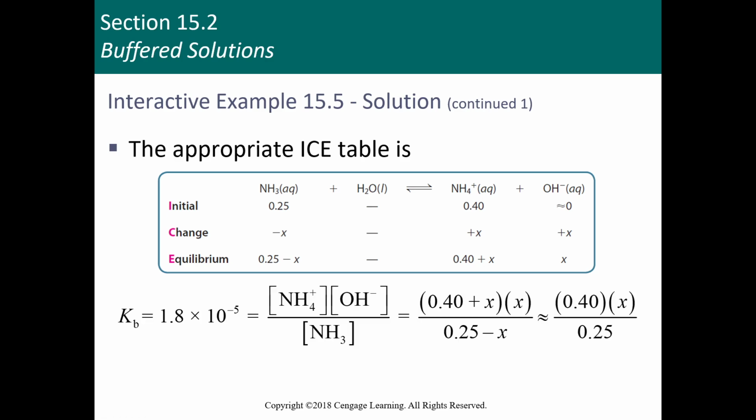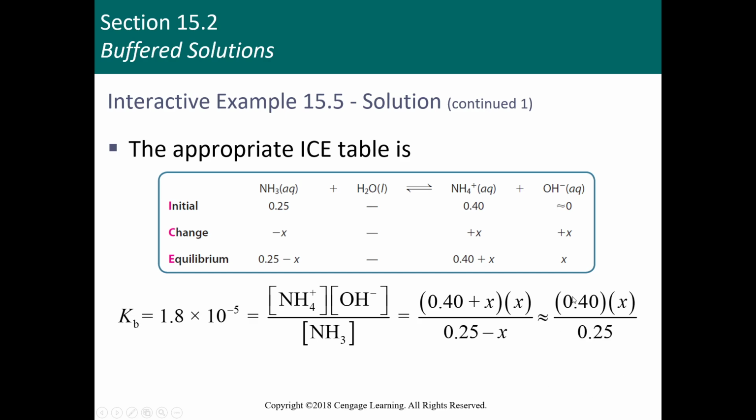We plug those into our equilibrium expression, and so that will be (0.4 plus x) times x, over 0.25 minus x on the bottom. Again, we would expect, due to this Kb being fairly small, that these x's will also be small. Plus a small number won't make any difference, minus a small number won't make any difference. We can ignore this plus x, this minus x, leaving us with this right here.